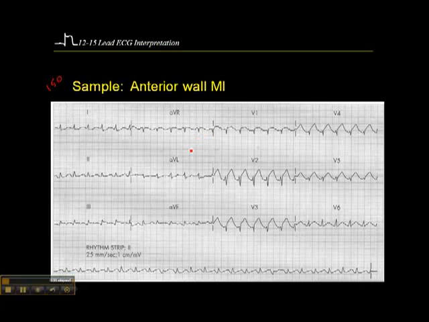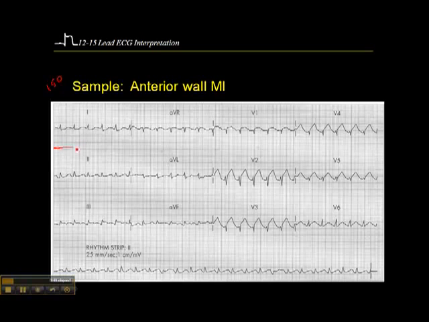And this is a patient in his 30s who's a cocaine user. And it's not uncommon for patients who abuse cocaine to develop severe heart disease at a very early age. But in any case, let's go through this systematically as we did with the last one.